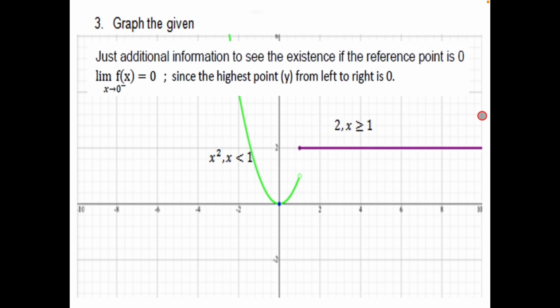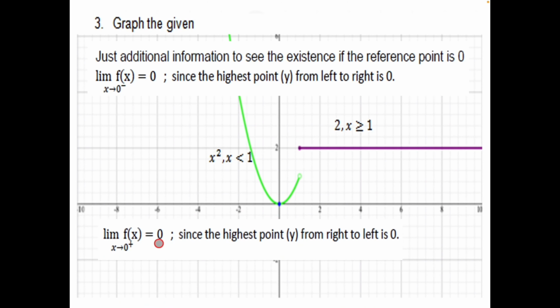So, let's have the additional information para makita natin paano ba siya magiging existence. So, we have here ang magiging reference point natin is yung 0. So, therefore, kung ito yung pinag-uusapan natin, kukuha tayo ng mataas na y galing sa kaliwa. Since wala naman tayong mataas dito na graph sa 0, wala tayo dito, wala din tayo dito sa baba. So, therefore, the answer will be 0.